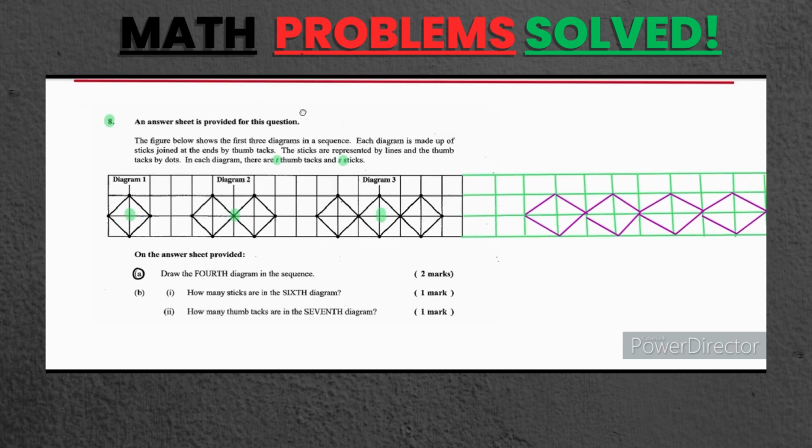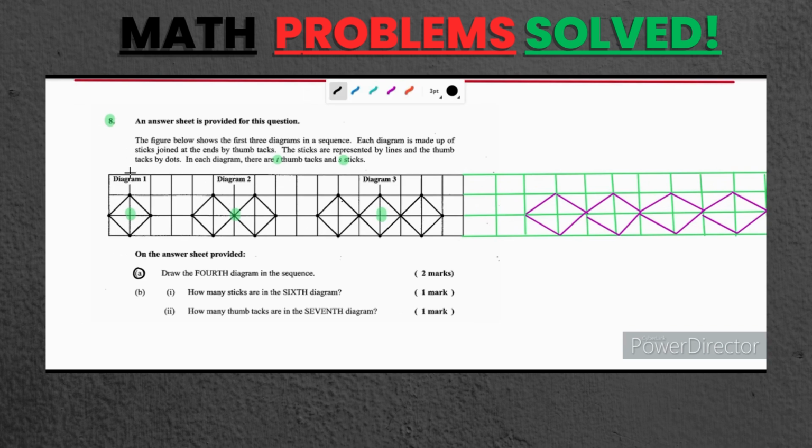So first of all, we will see in the first diagram how many thumbtacks are there and how many sticks. Inverse the value of T and S. 1, 2, 3, 4. If I draw the sequence here for T, there are 4 thumbtacks in the first diagram, and how many sticks are there? 4. Then we will move to the next diagram.